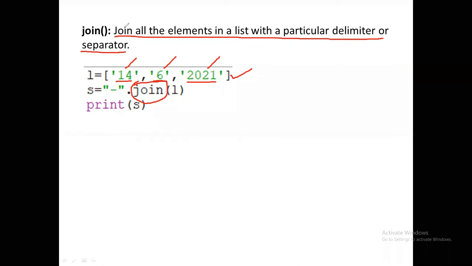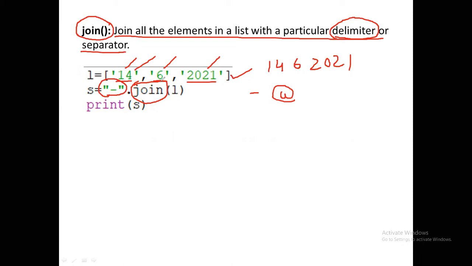What is the purpose of the join method? This method is very important when you are writing programs. In many programs, we are going to use this join method. It joins all the elements in a list. Here the elements are 14, 6, 20, 21. All these elements are joined with a particular delimiter. You can specify the delimiter here. Here the delimiter is dash. If you use at the rate, then it joins all the elements with the delimiter at the rate.